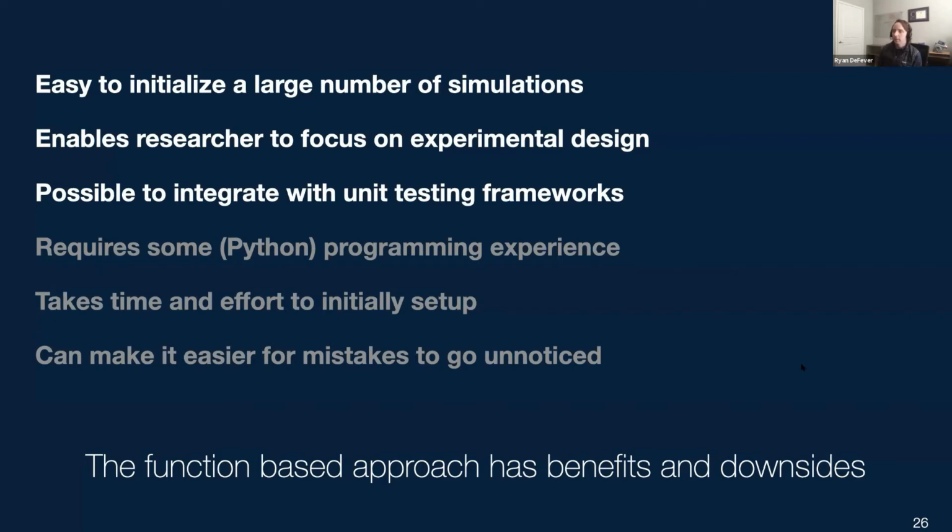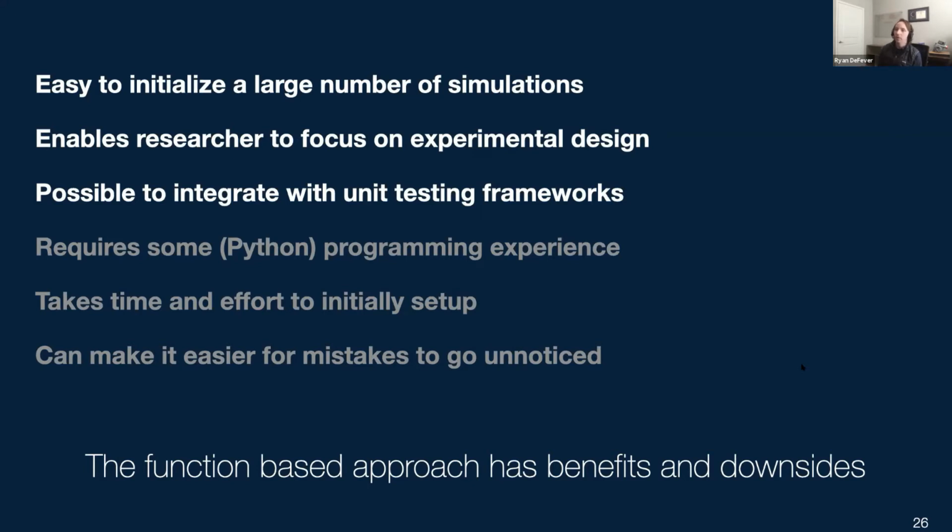Downsides: it does require some Python programming experience. Especially for a bigger workflow, this is going to take some time and effort to set up initially. You're not going to set this up in 2 minutes. And it also can make it easier for mistakes to go unnoticed. The benefit of enabling the researcher to focus on the experimental design comes from the fact that we're abstracting away some of the details. And the downside of abstracting away some of the details is that you're a little bit further removed from the simulation engine. And when you're further removed, it can make it easier for mistakes to go unnoticed.